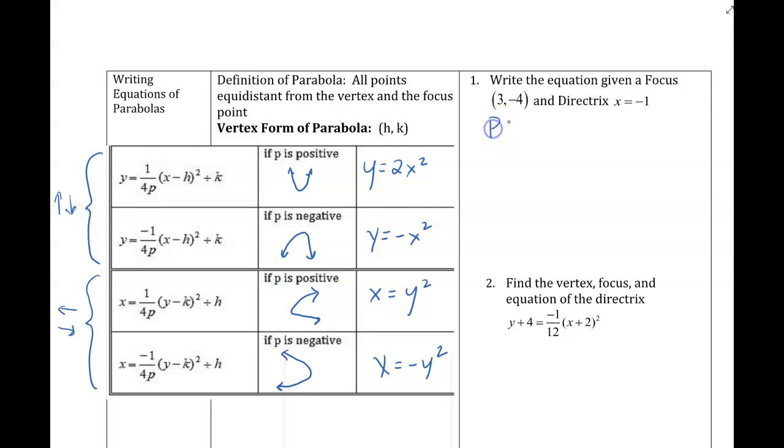Now to go back to my paper, the p-value, like I said, was 2. The vertex we figured out was 1, -4. And now I'm ready to write my equation. Because this parabola opens to the right, I know it's going to start with x equals. I would have positive 1/4p. I'm essentially just using this formula here, so you have to know your formulas. 1/4 times p, and our p-value was 2.